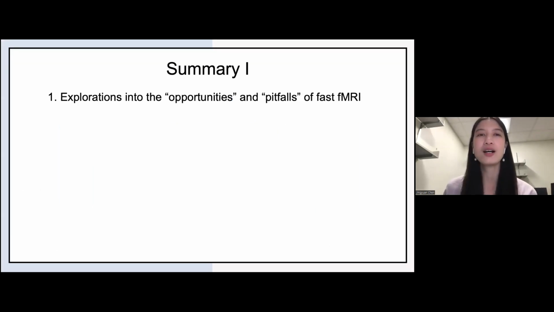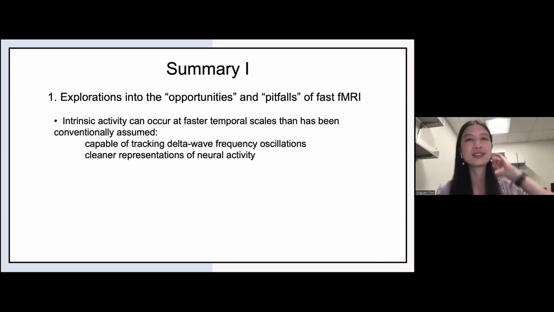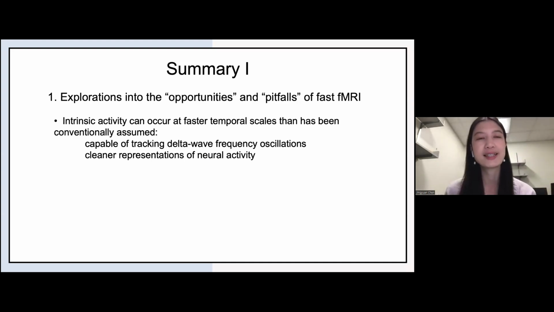Okay, so to give a short summary of the first section, we first show that the intrinsic activity can occur at faster temporal scales than previously considered. It's exciting because it means that fMRI can track brain oscillations above 0.1 Hertz, even into the delta wave band. And second, it can yield cleaner representations of neural activity, because in the low frequency band, you have lots of influence of physiological changes, which I will talk about in the next section.